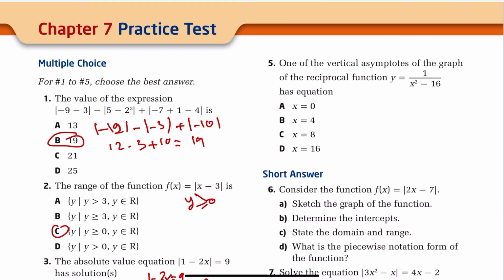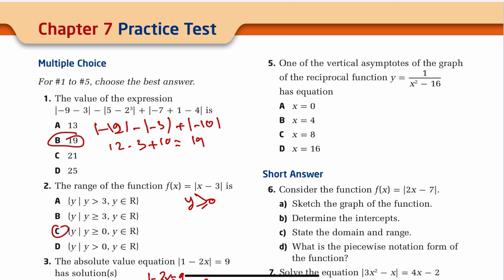So question number 5, one of the vertical asymptotes of the graph of the reciprocal function, this function has equation of. The vertical asymptotes occur at non-permissible values. So we know that there is a vertical asymptote only if there is a non-permissible value, and the non-permissible value is when you have 1 over 0.